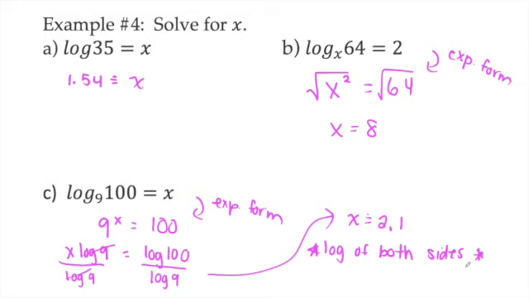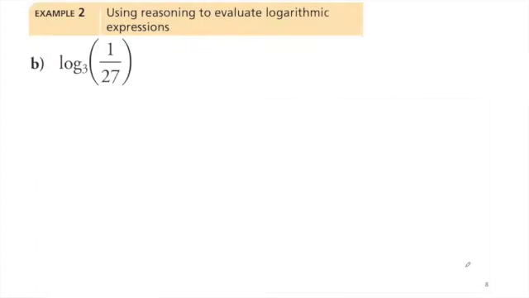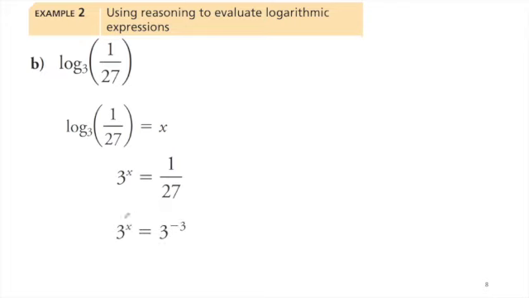Okay, two more examples here. So use reasoning to evaluate logarithmic expression. So log base 3 of 1 over 27. Okay, so what you're going to do here is put in exponential form. So when you put that in exponential form, it is going to become 3 to the exponent x equals 1 over 27.